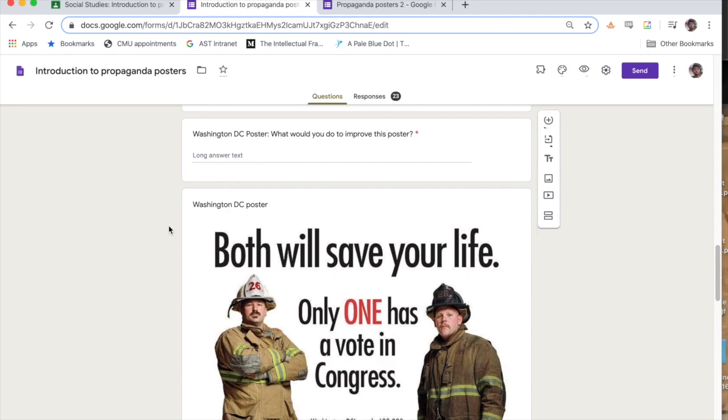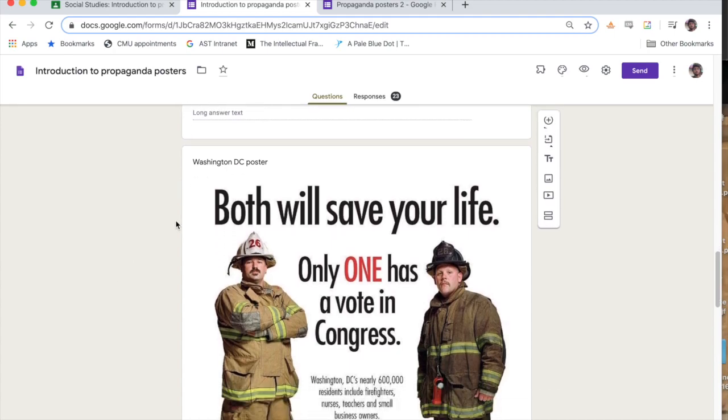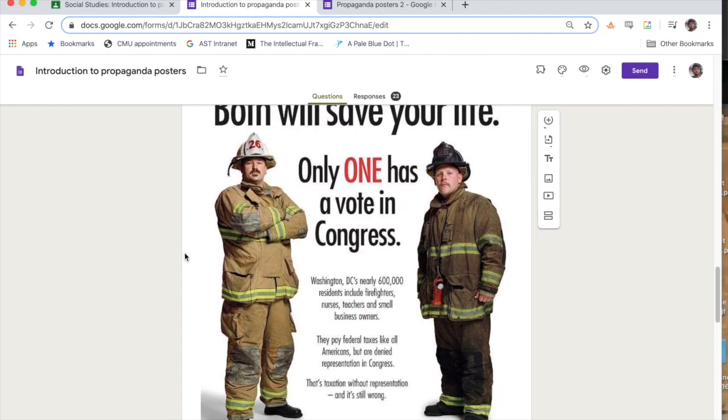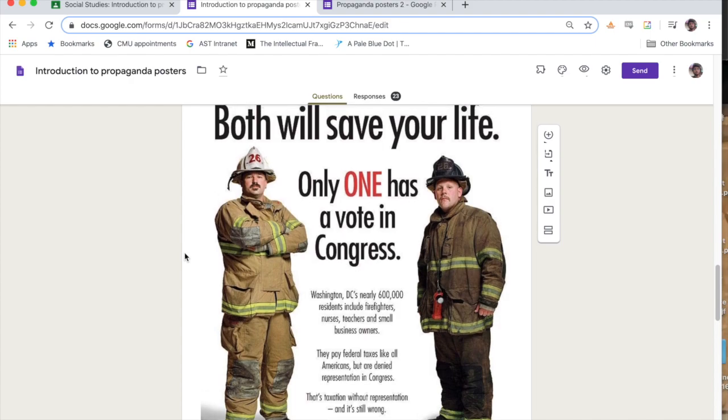And what would you do to improve this poster? If you liked it, great. You can like what you like. I thought it was a little bit wordy. I thought it was a little bit confusing. Some people mentioned using more colors on the poster instead of just having that one word.